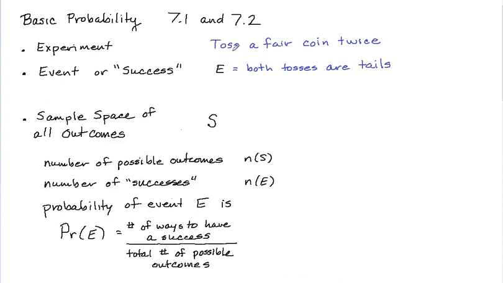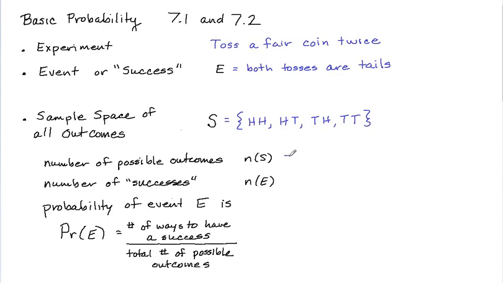This time our experiment will be to toss a fair coin. We're going to toss it twice. And the event that we're going to consider a success would be if both tosses turn out to be tails. So the sample space would be all the possible outcomes. So we could have heads on the first toss and heads on the second. That's one outcome. Heads on the first toss and then tails, tails and then heads, tails and tails. So there's all the possible ways that the 2 tosses could turn out.